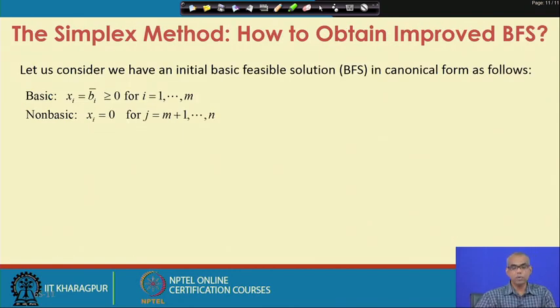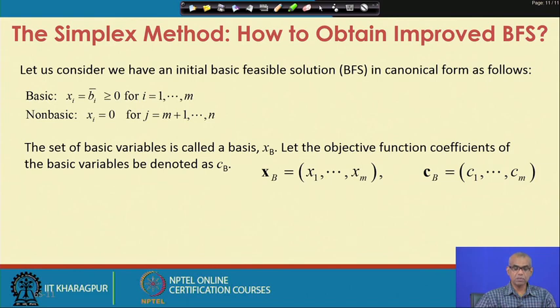So, the question that we ask now is how to obtain the improved basic feasible solution. Let us consider we have an initial basic feasible solution in canonical form as shown. Basic variables are xi equal to bi bar and bi bar are all greater or equal to 0, so that the basic solutions are feasible. So, i equal to 1 to m are basic variables and non-basic variables xj equal to 0 for j equal to m+1 to n.